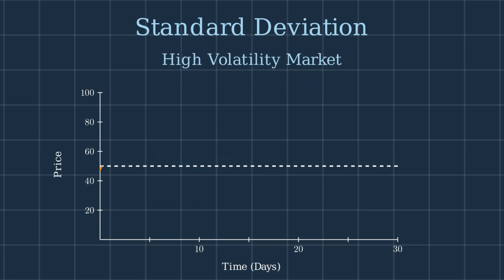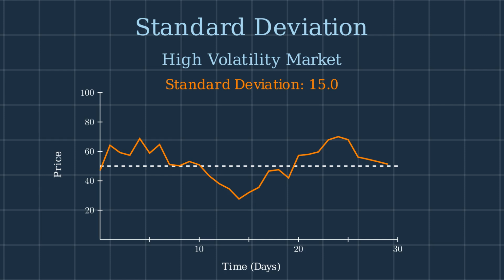In contrast, a market with high volatility has wider price swings, resulting in a larger standard deviation value. Notice how the standard deviation bands are much wider, indicating greater price volatility. Traders need to adjust their strategies accordingly in these conditions.